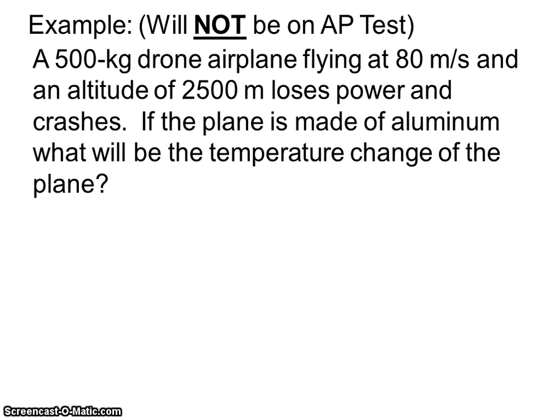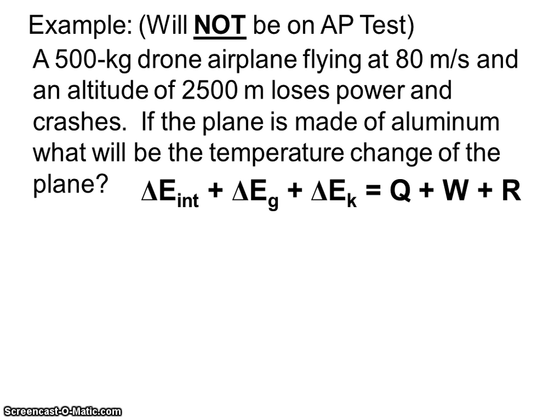So let's use an example we might have seen last year in energy. Now this type of question right here will not be on the AP test, but I want you to see the correlation to what we studied last year. Let's say we have a 500 kilogram drone airplane flying at 80 meters per second at an altitude of 2,500 meters, and it loses power and crashes. If the plane is made of aluminum, what will be the temperature change of the plane?